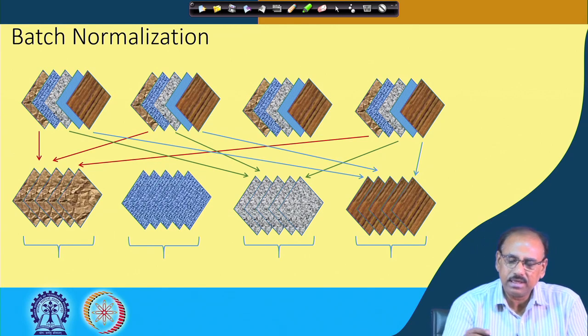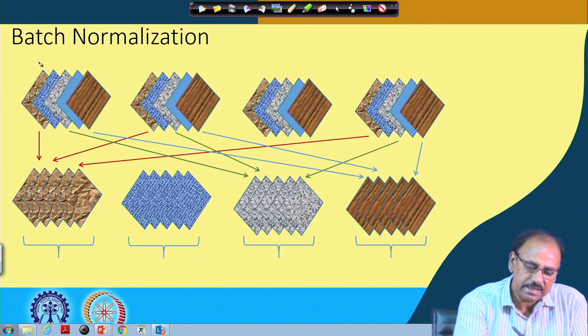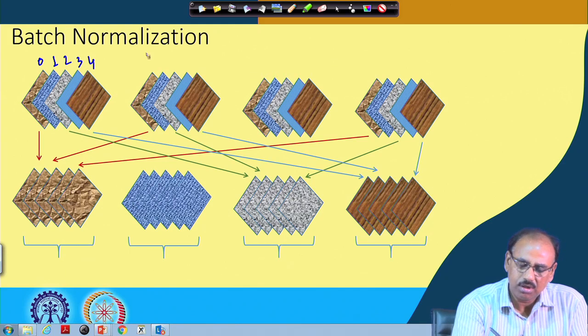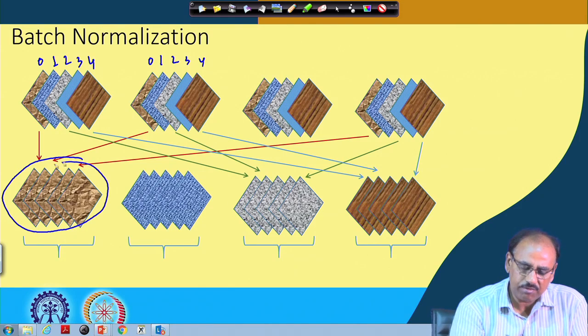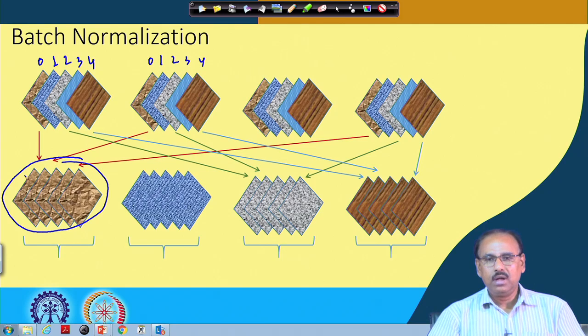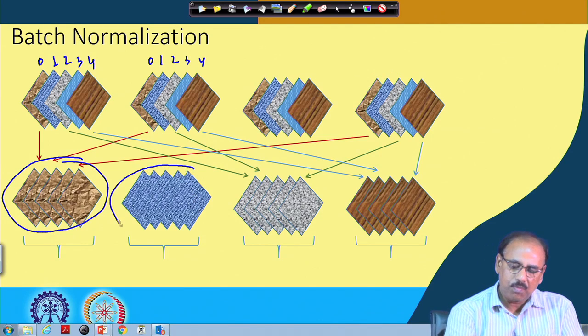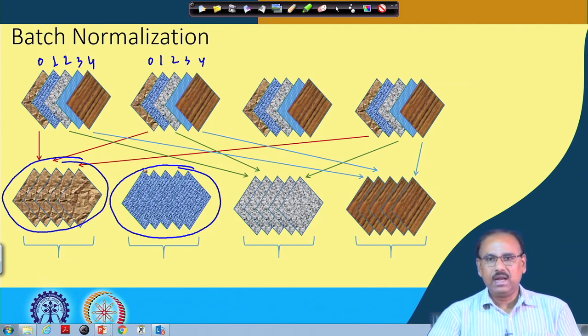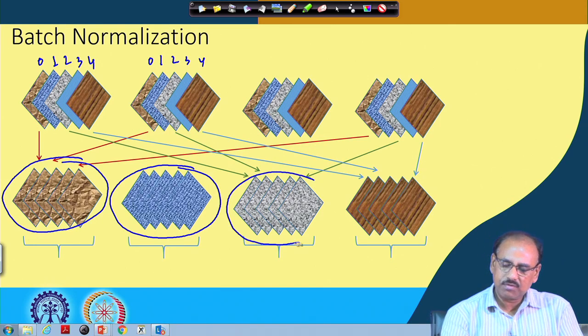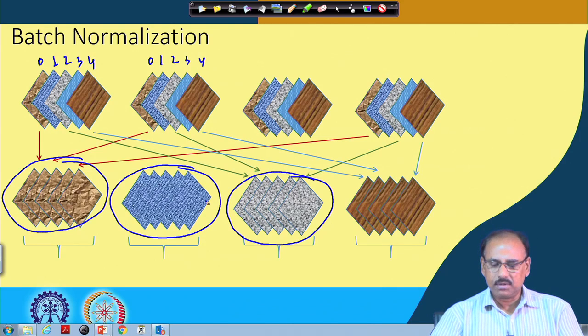So if I put this as, say, channel number 0, this is channel 1, channel 2, channel 3, channel 4, and so on. You find that in this group, we have made a group of channel zeros computed from all the training examples. This is a group of the features in channel 1s from all the training examples. This is the group of features from channel 2 from all the training examples.